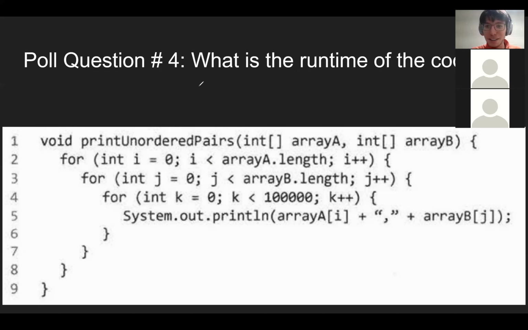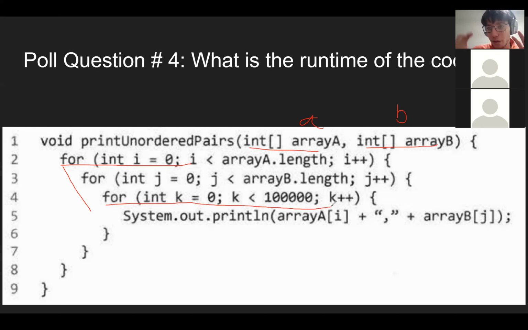So let's go over this. Basically, let's say the size of array A is A, and the size of array B is B. Then what we're going to do is notice that these are nested loops. And as we mentioned earlier, when you have nested loops, you generally multiply out.